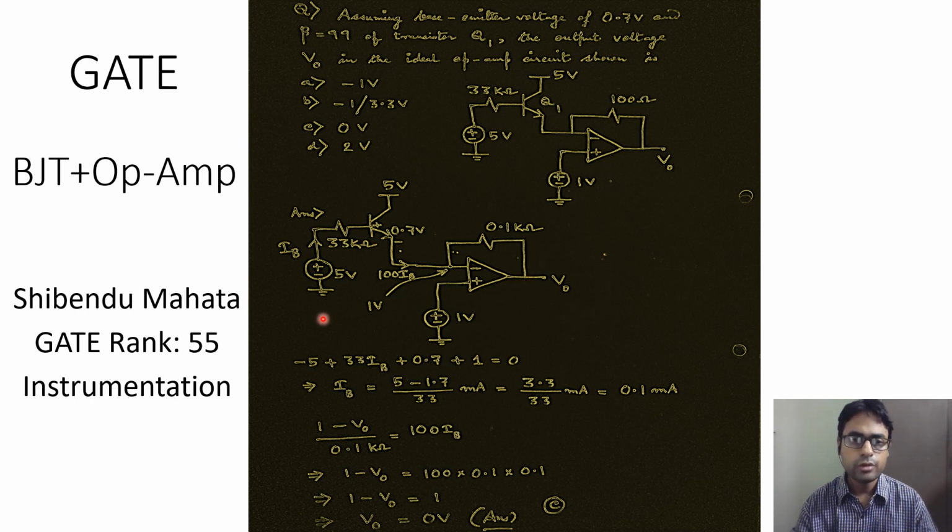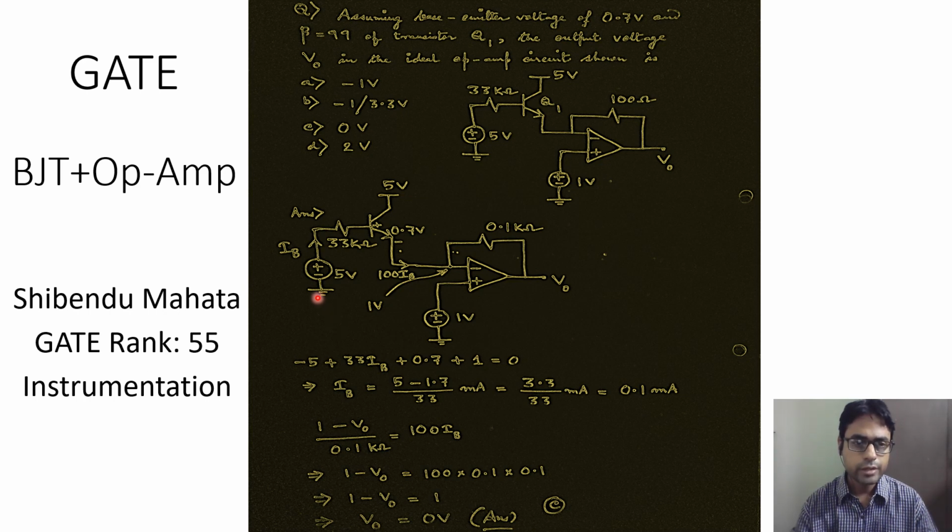What we can do is first try to identify the value of this base current IB, because once we find the base current IB, we can easily find the value of V0 using Ohm's law for this particular resistance. So how do we find IB? We can use this particular loop to evaluate the value of IB.